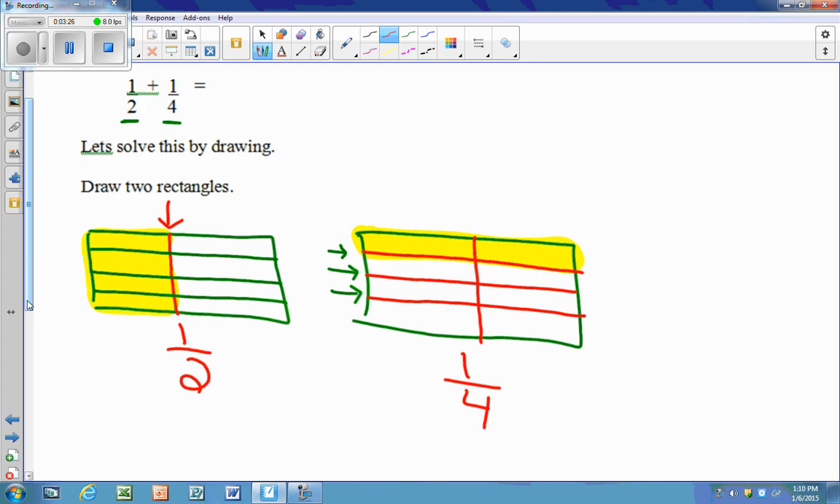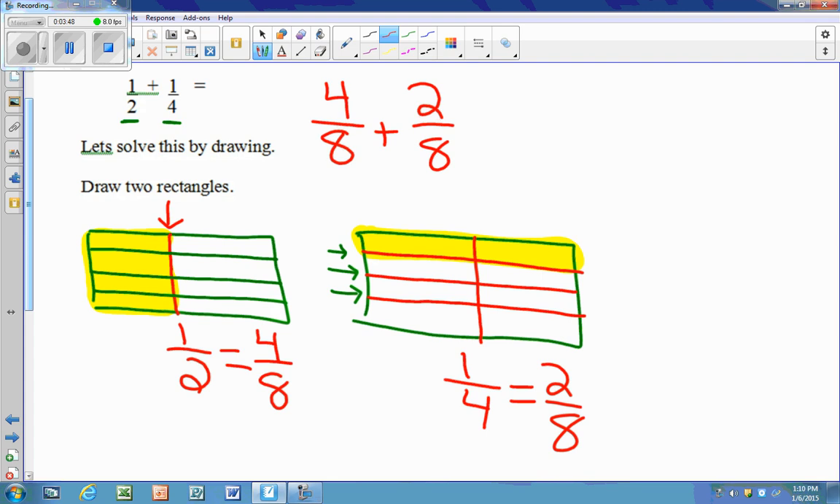So if I look at my first picture, instead of 1/2 now, my picture represents 4/8, but they are equivalent fractions. They equal the same amount. And on my other rectangle, I have 1/4, but in this picture, it's 2/8. So now up top, I can write my new fractions, and because they have the same unit, they're both 8ths, I can add them together, and I have 6/8.